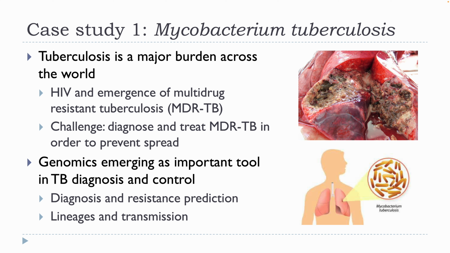And genomics has emerged as an important tool here in TB diagnosis and control, in terms of diagnosis and resistance prediction, and in looking at the lineages that are being transmitted, and looking at what is the major way in which resistance is arising. Is it spontaneously arising, sporadically in each individual patient differently, or are we seeing the spread of multi-drug resistant clones? And if you think about it, that basically has different ramifications.